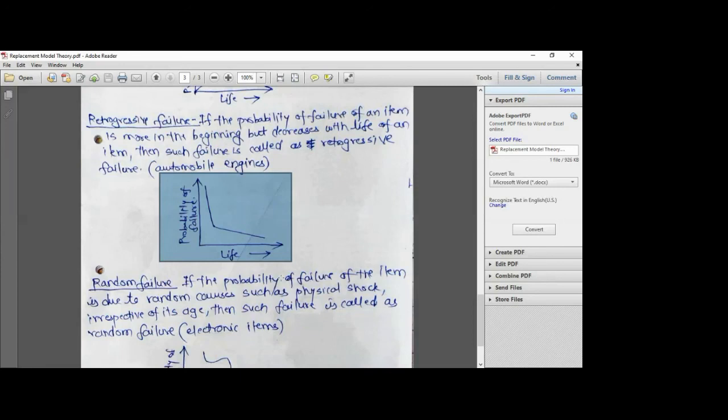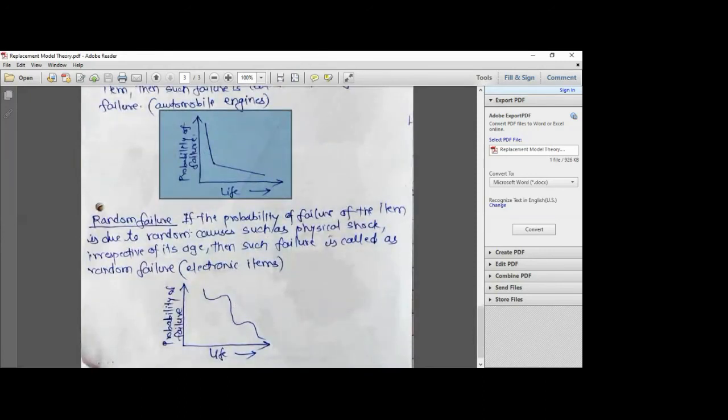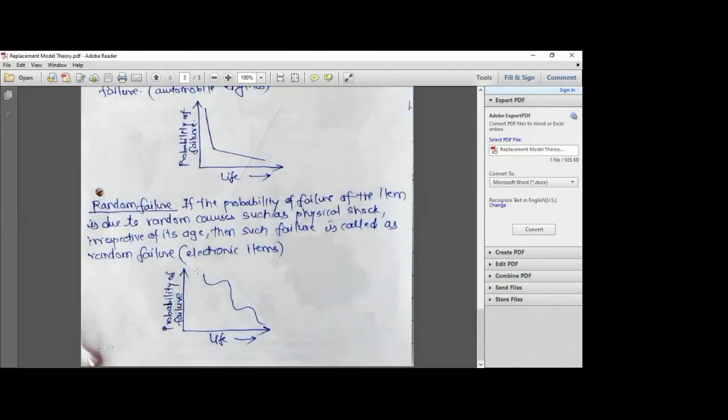Next, very importantly, we have a random failure also. What is a random failure? If the failure of the item is due to random causes, for example a very large current deflection, or some physical shock, or it fell from the hand, right? This is not related to age; there are some random causes, irrespective of its age. Such failure is called the random failure.